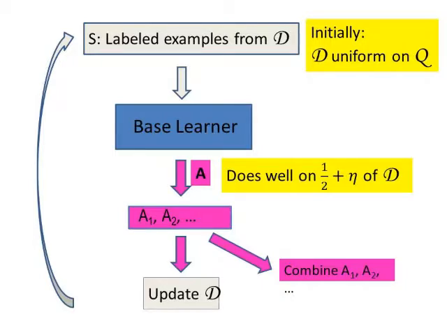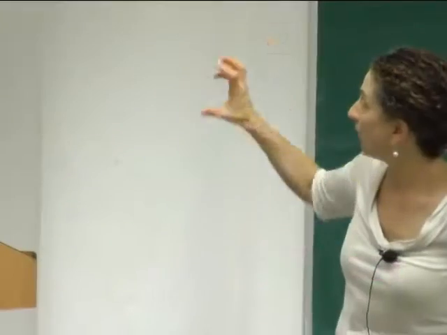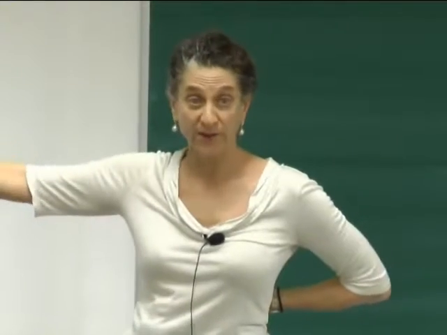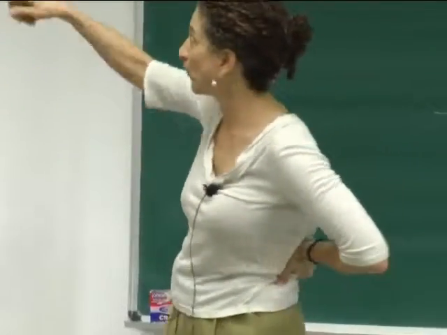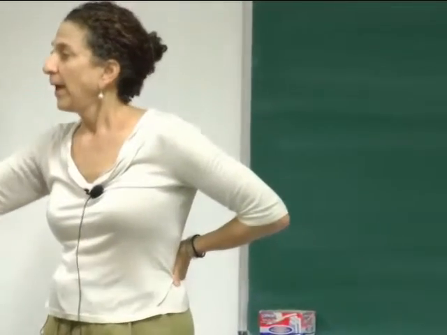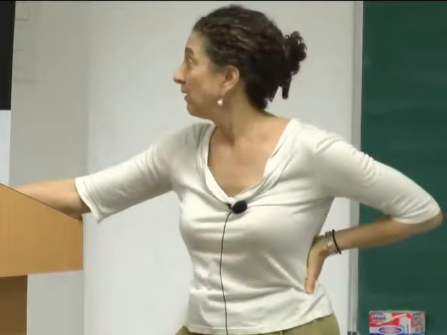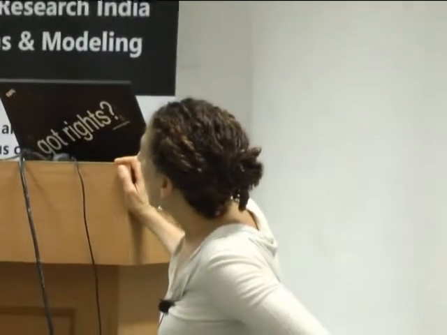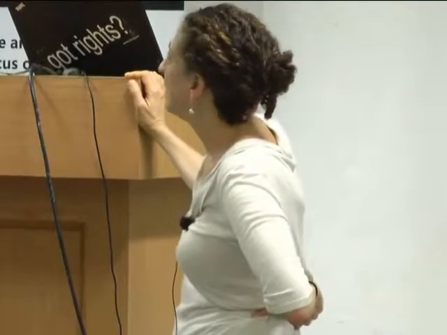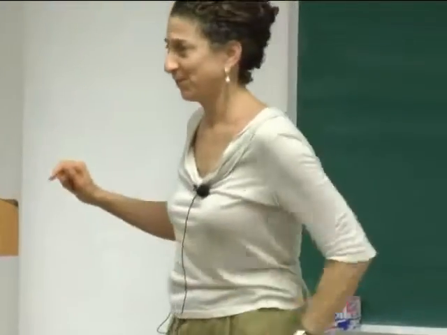So you've seen something like this before, only now we're starting with a uniform distribution on the queries. Each query has weight 1 over the size of Q. And we sample from that distribution. We feed the samples into the base learner. It produces an object A that will do well on at least a half plus eta of the weight of the distribution. Yes? Label means you know the answer, the true answer. Oh, I'm sorry. Just get rid of the word labeled. I shouldn't have had that there. My apologies. All right.